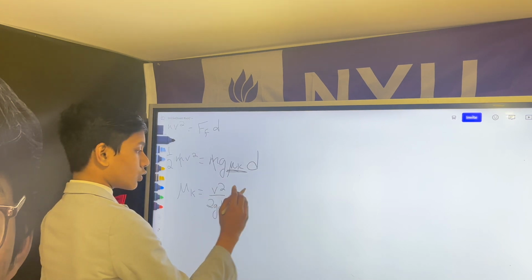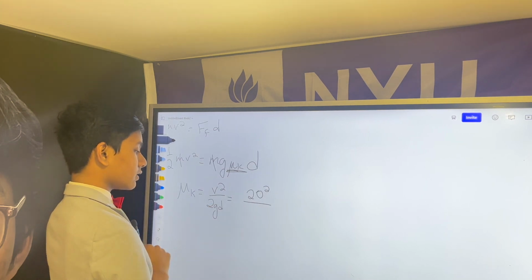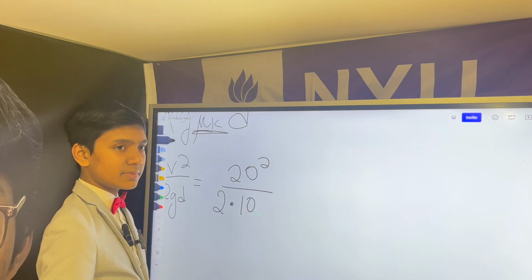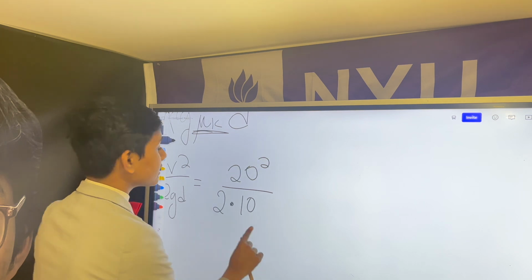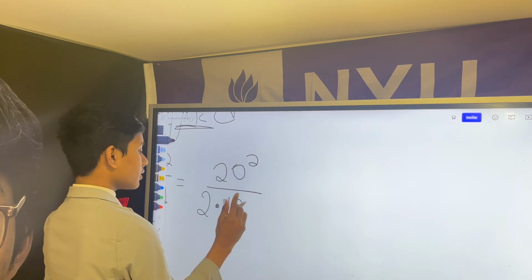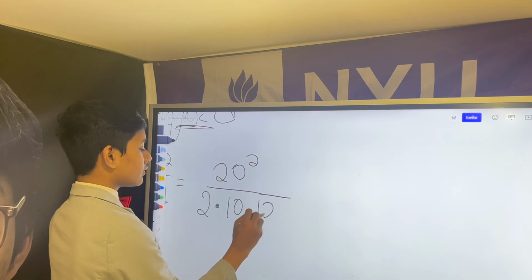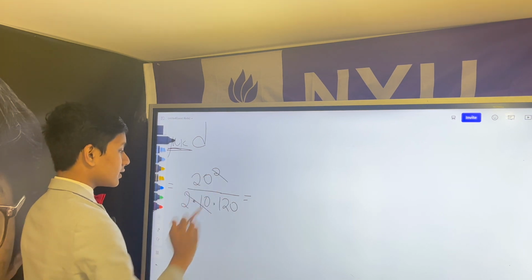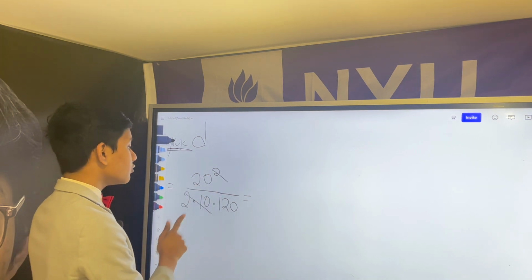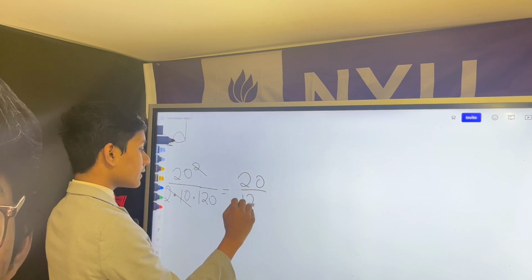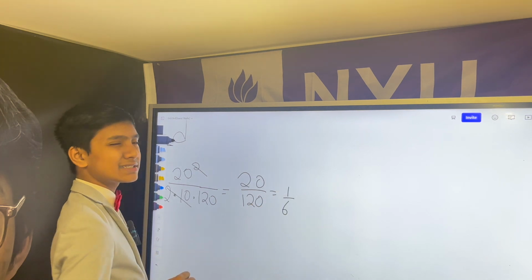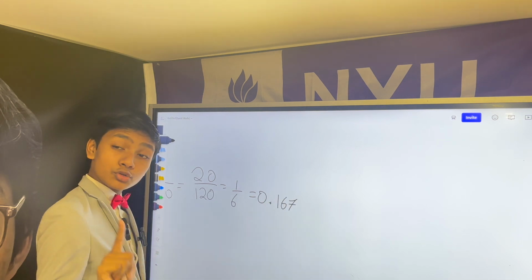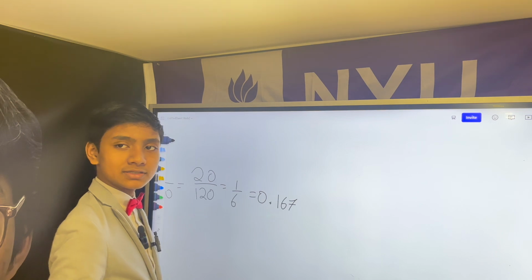Now v is 20. That's the initial velocity. We're going to approximate acceleration due to gravity as 10 meters per second squared. And the distance that it traveled was 120 meters, which means that we have a factor of 20 on the top and the bottom, which we cancel out. And so that gives us a coefficient of friction of 1/6, which is about 0.167. And don't you dare ask me for units, because there are no units.